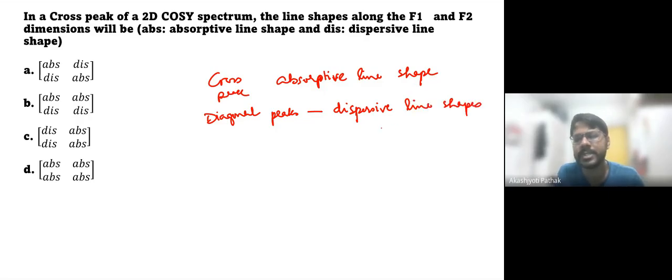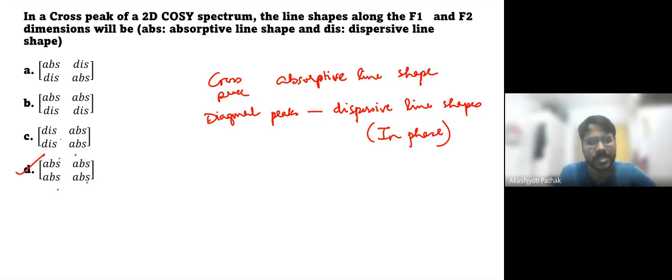Dispersive line shapes, and they will all be in phase. Okay, in phase dispersive line shape. In phase dispersive line shape. That is why the answer will be what for this question? It will be absorptive, absorptive, absorptive, absorptive. Option D. Cross peaks will always give you absorptive line shape. Okay, but it can be in phase or anti phase, but it will always be absorptive.